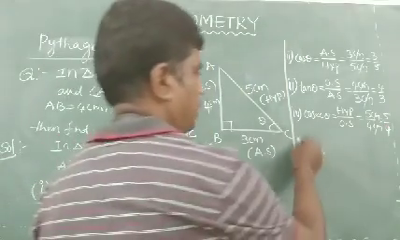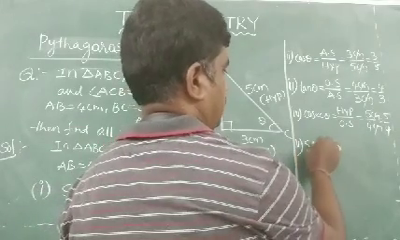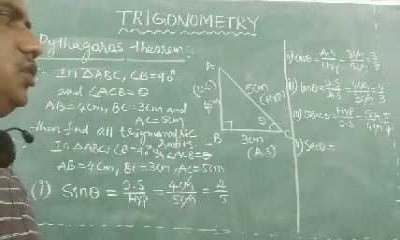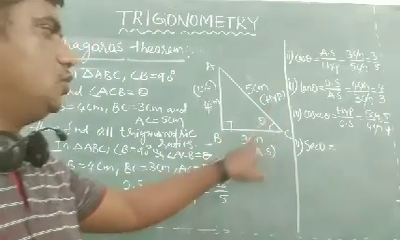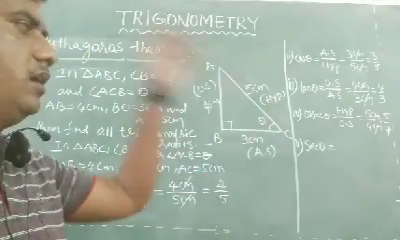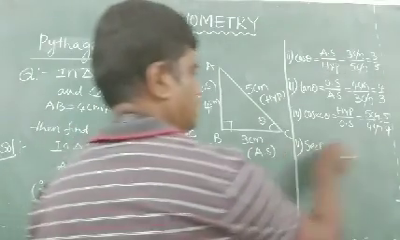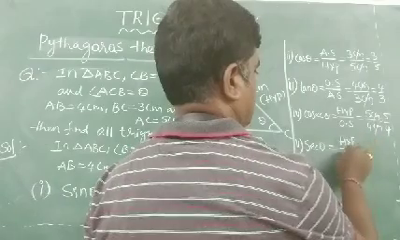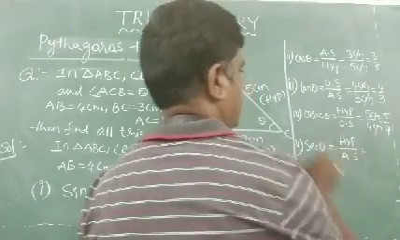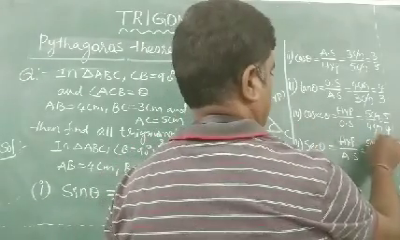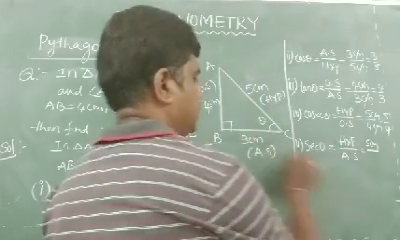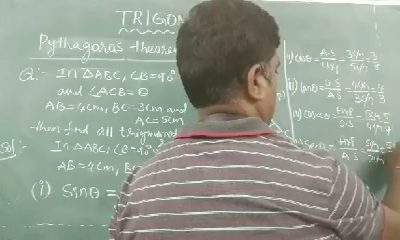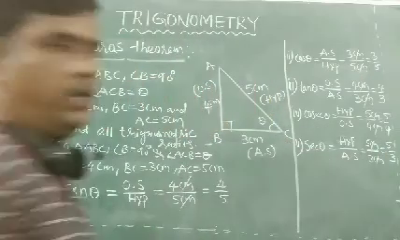Next, in the same way, the fifth one is sec theta. So what is sec theta? The ratio between hypotenuse to adjacent side is called sec theta. So hypotenuse by adjacent side. Your hypotenuse length is 5 centimeters by adjacent side 3 centimeters. Centimeter gets cancelled. So the answer is 5 by 3.